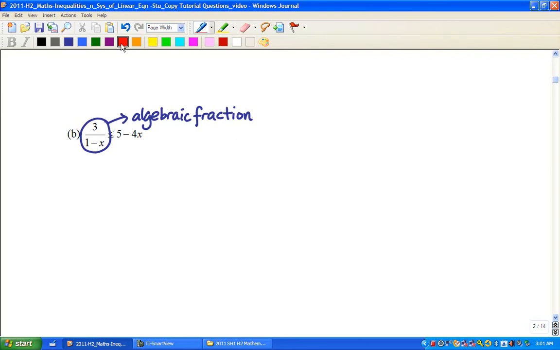Before we start to solve this inequality, write down the values for which the algebraic fraction is undefined. In this case, x cannot be equals to 1.